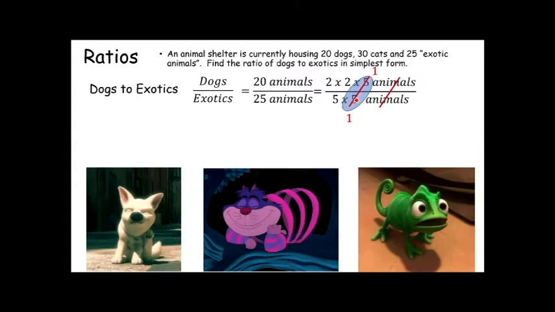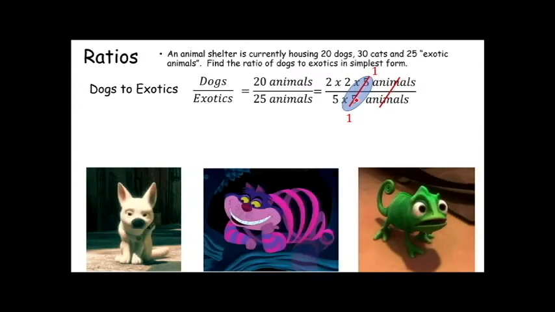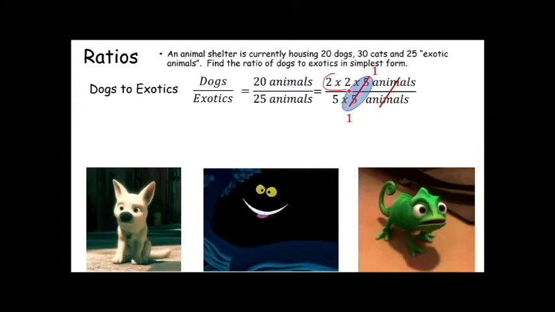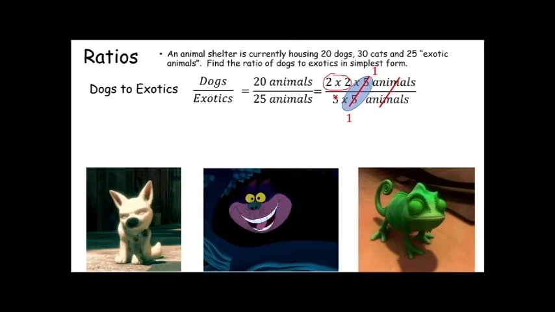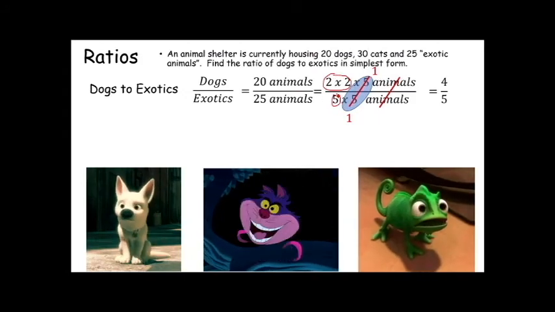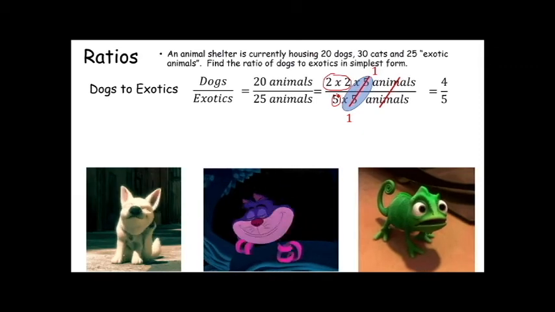Same thing with the units. Since we have animals over animals, that can go away as well, leaving us with 2 times 2 on top, which is 4, and 5 on bottom, or the ratio 4/5.